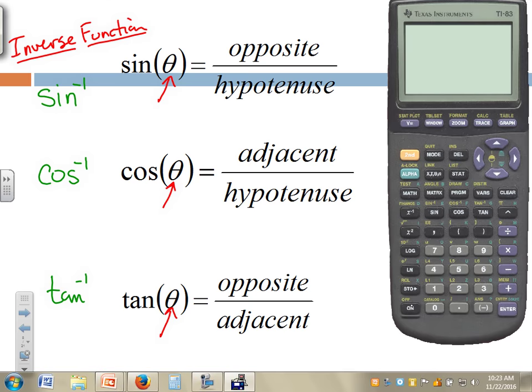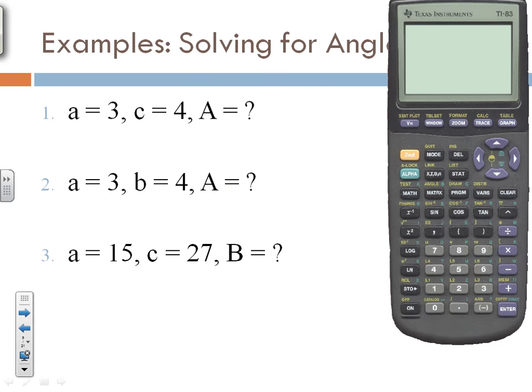So to do that on our calculators here, all we really need to do is hit either a shift or a second, in this case on my calculator, and it'll give us an inverse function instead. So we're going to see how these inverse functions work so that we can solve for angles. That is the only time that we are going to use an inverse function.